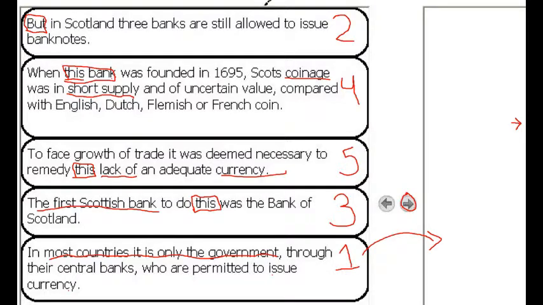The final step is to read them all together and make sure that they make sense. So in this case, in most countries, it is only the government, through their central banks, who are permitted to issue currency. But in Scotland, 3 banks are still allowed to issue banknotes. The first Scottish bank to do this was the Bank of Scotland. When this bank was founded in 1695, Scots coinage was in short supply and of uncertain value compared with English, Dutch, Flemish, or French coin. To face growth of trade, it was deemed necessary to remedy this lack of an adequate currency.